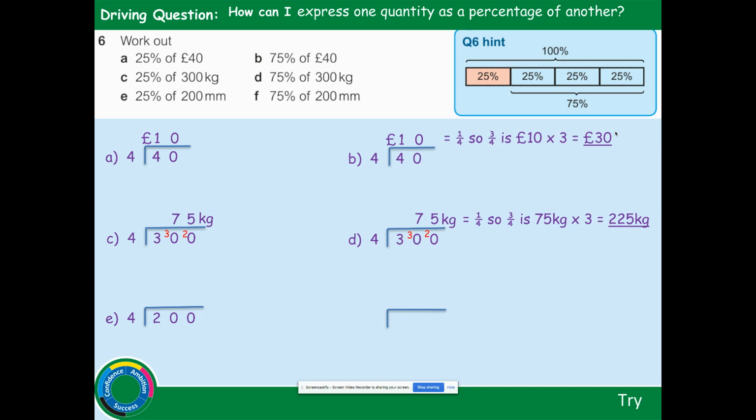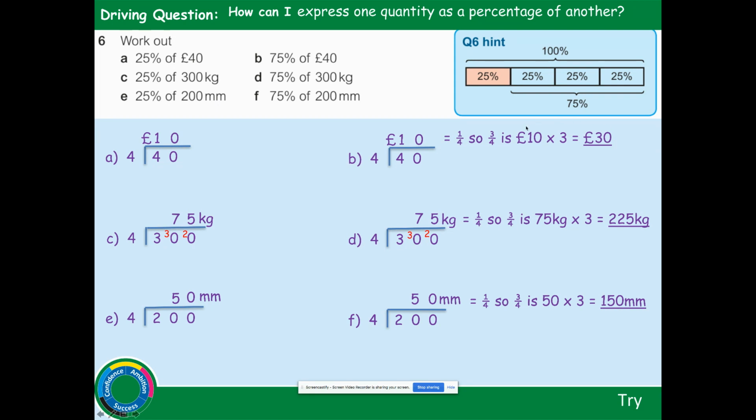4 into 200, we'll find 1/4, 25%. There's 5, nothing remainder, so it's 50 millimeters. Okay, so it'll be the same division here to find 1/4. So 3/4 is 50 times 3.